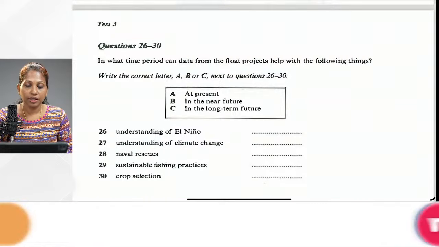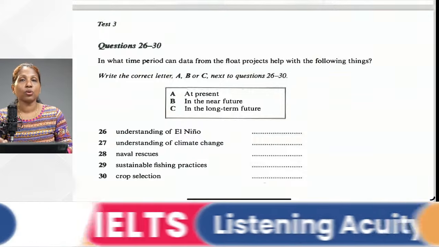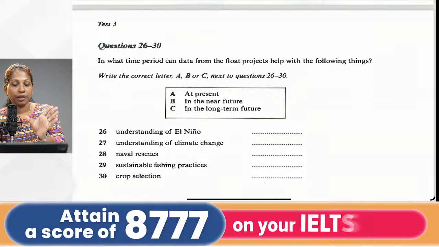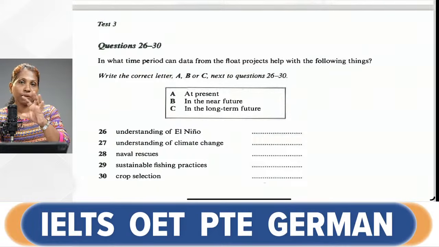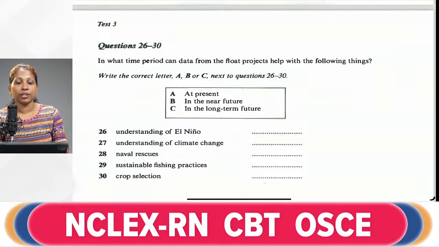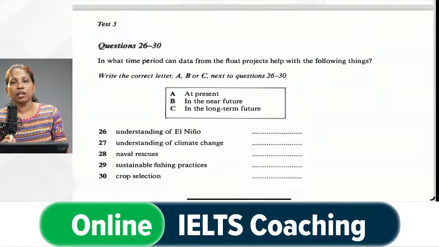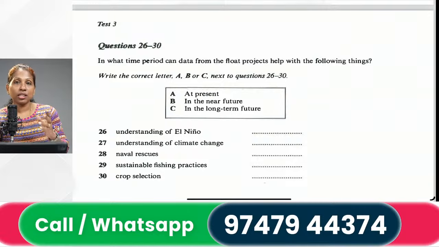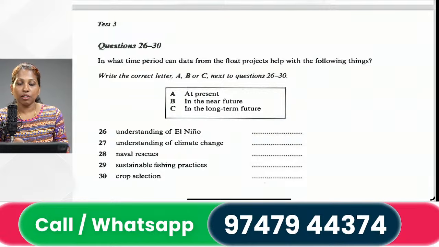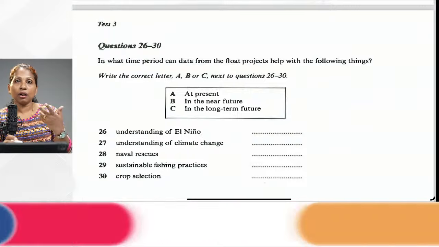In what time period can data from the float projects help with the following things? There's only a single main question. What time period is required, or a particular amount of time? Like we heard in the audio piece, we know this float data is used for various purposes. So what is the time required for the following things? The data collected from the float can help with the following things. What is the time period?